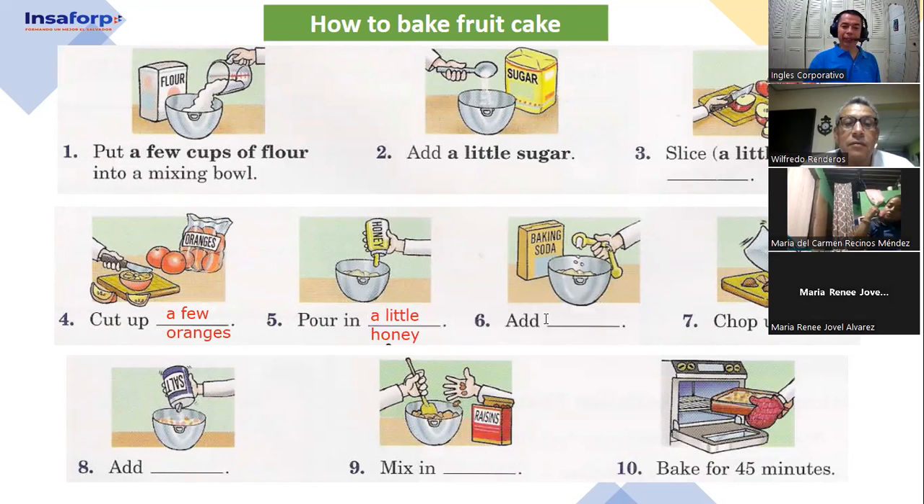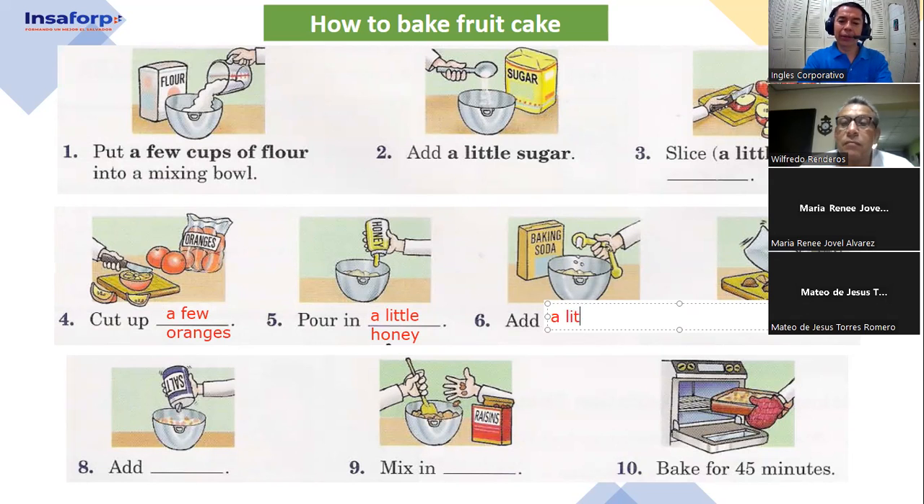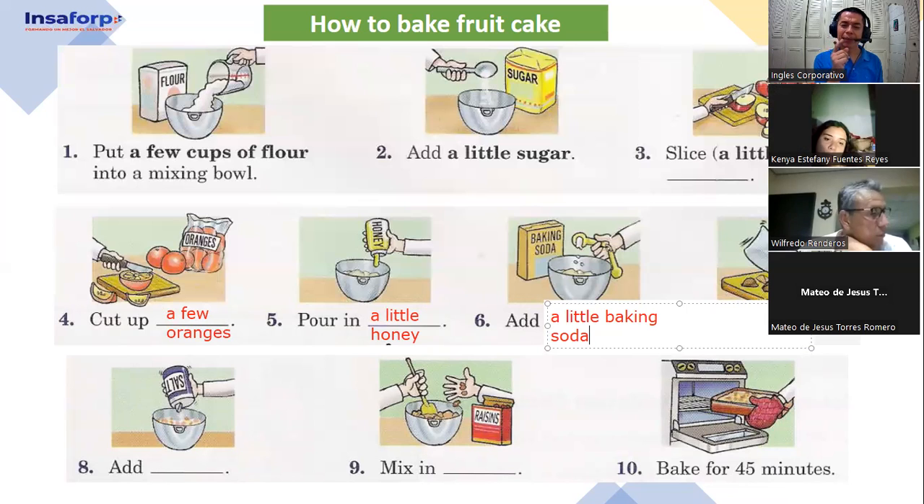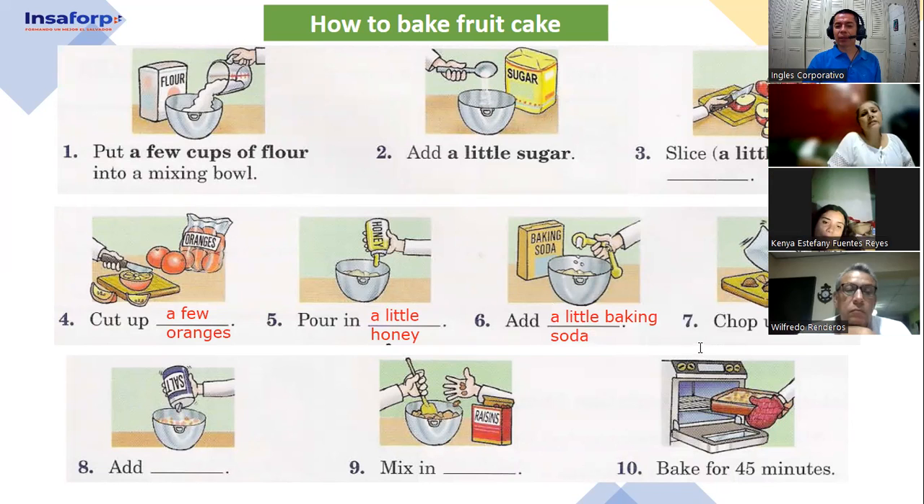Now, Mateo, please, number six. Add a little baking soda, right? What is baking soda? El polvo para hornear. Yes, baking soda, right? I'm not a chef, but yes. Polvo para hornear es bicarbonato de soda. Ah, ok. No, I didn't know. Yo no sabía que se le agregaba.